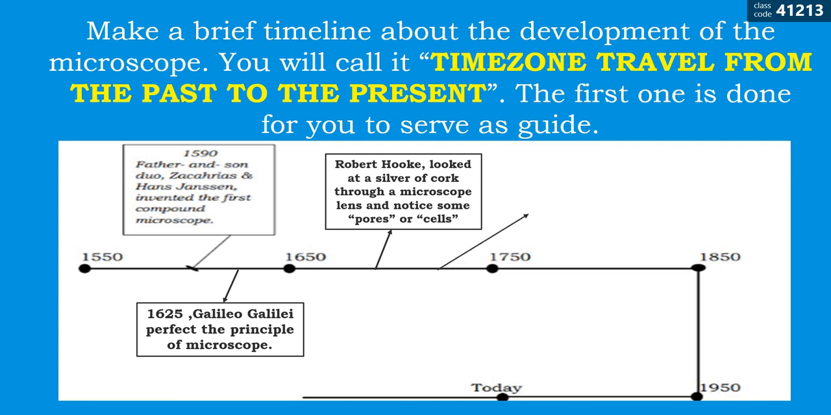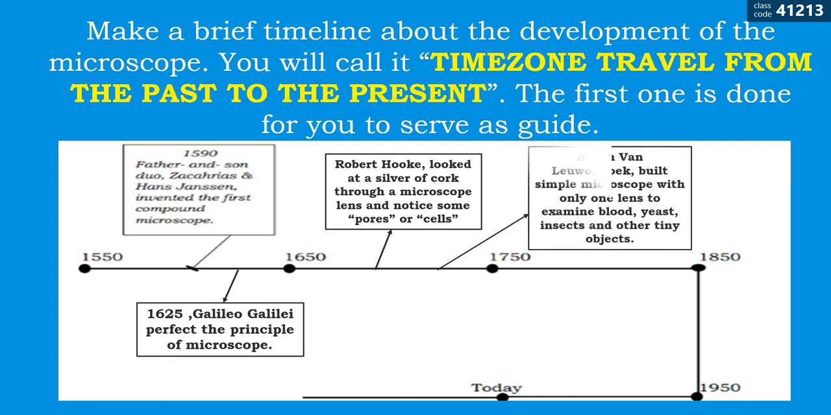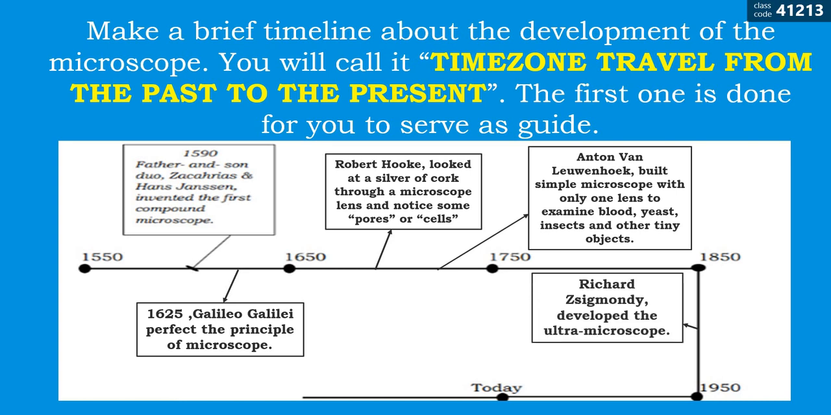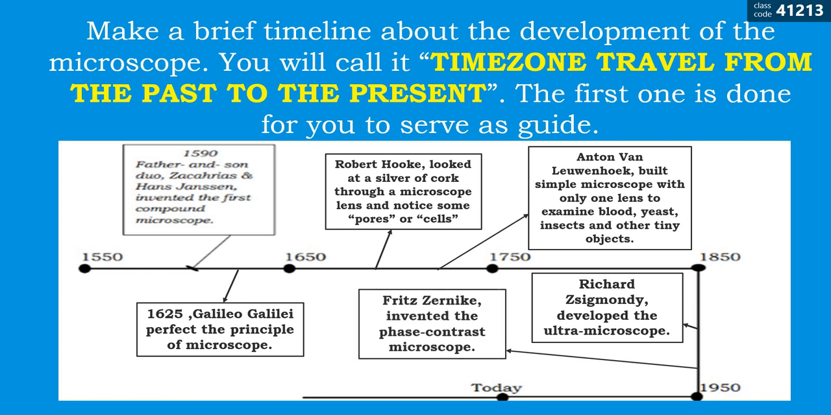And same, in between 1650 and 1750, we have Anton van Leeuwenhoek, who built a simple microscope with only one lens to examine blood, yeast, insects, and other tiny objects. And in between 1850 and 1950, Richard Zsigmondy developed the ultramicroscope. In the same range, 1850 to 1950, we have Fritz Zernike, who invented the phase contrast microscope. So here is the timeline travel from the past to the present.